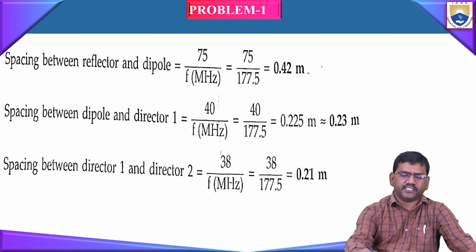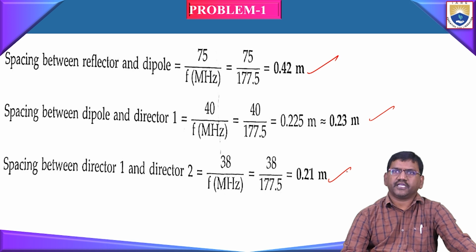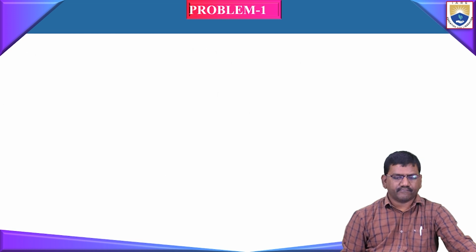So this is the spacing between the reflector and the dipole. Between the dipole and director 1, it is 40 by f. Between director 1 and director 2, it is 38 by f megahertz. So 38 by 177.5 is equal to 0.21 meters.